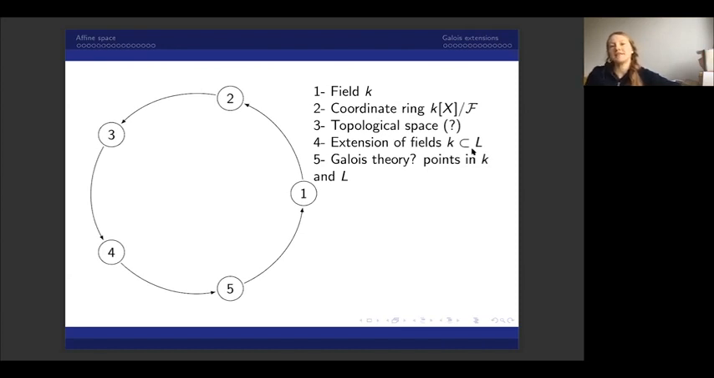Yes, and all this is great. And this leads to number 5, which is maybe Galois theory, or maybe points in K and L, maybe rational points, finite fields, I don't know. So this is the plan to follow.